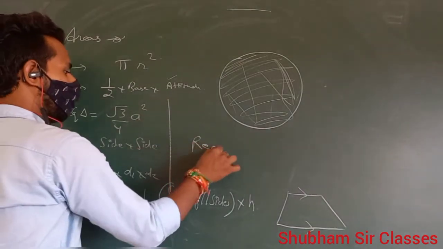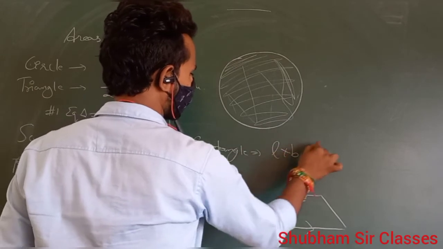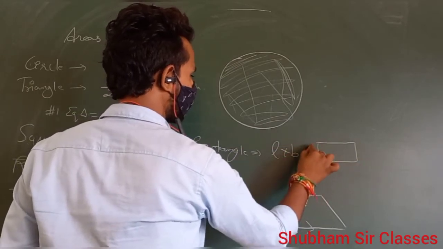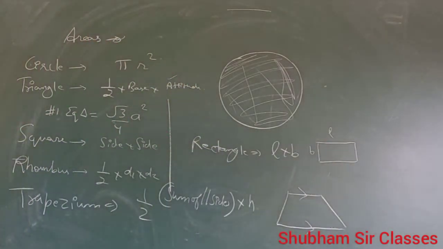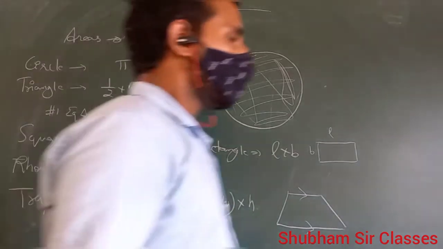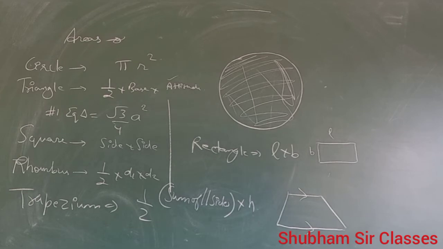If we talk about a rectangle, its area is length into breadth. This is the rectangle, this is breadth, this is length. Then length into breadth will be its area. So you have to keep these formulas in your mind, because if you forget these formulas, then how can you find the areas of the combination of figures? So now let's discuss the combination of figures.